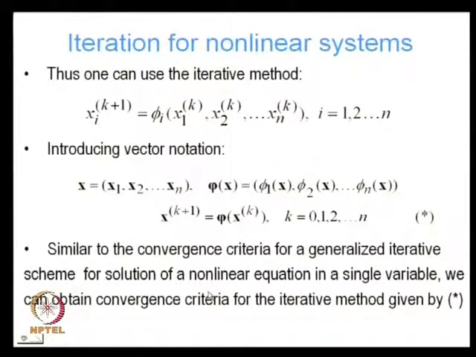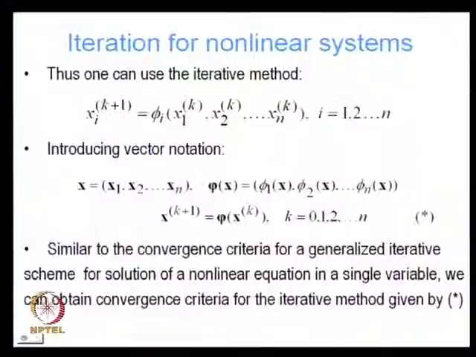Once we do that, we can use the iterative method. But now, instead of having an iterative method for one equation, we have an iterative method for n equations and n unknowns. So, that iterative method will be like this: xi at k plus 1, my new value of x, is equal to phi i, that function evaluated with my old values of x, and I keep on iterating until it converges.